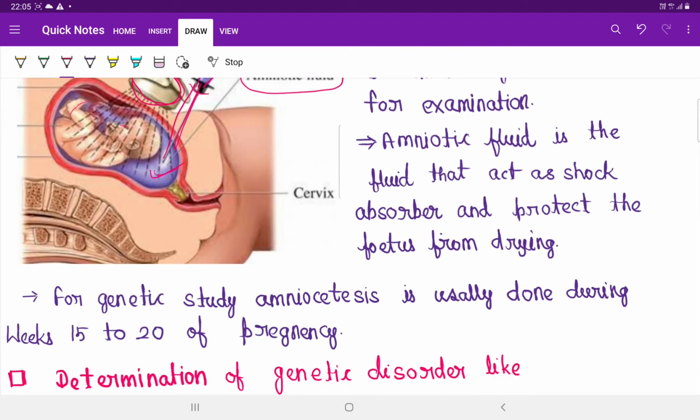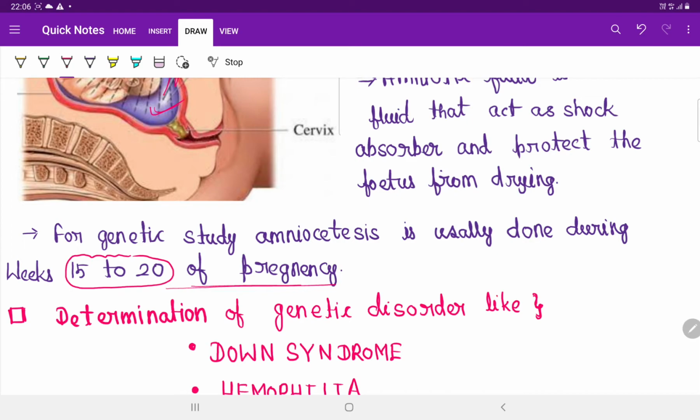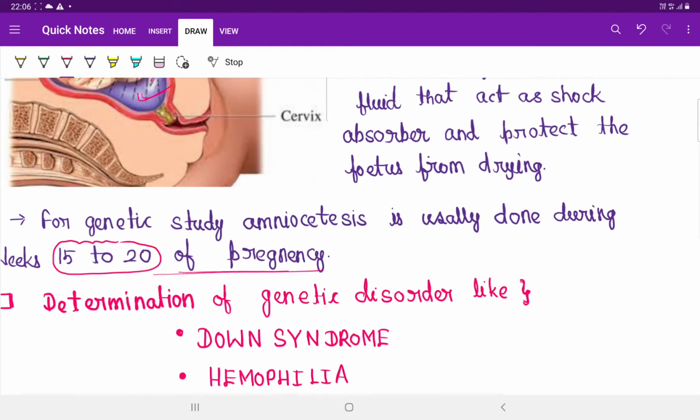We do amniocentesis for determination of different genetic disorders. This is the most common significance of amniocentesis. If you have to determine a genetic disorder, you will do it between the 15th to 20th week of the pregnancy. We bring out the amniotic fluid, and then we study the cells present in that amniotic fluid. We study the chromosomes of those cells.